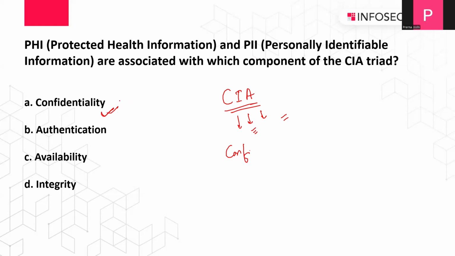Okay, the confidentiality of your personal identifier data should be maintained. The PHI, protected health information, should also be confidential. No one should get your data. So the correct answer is A, that is confidentiality.